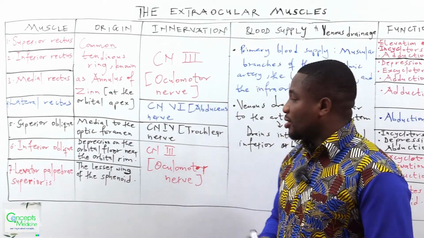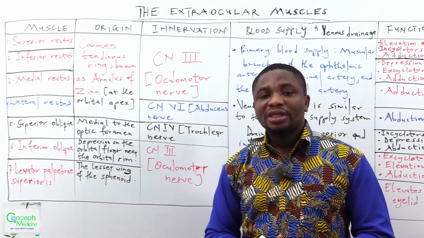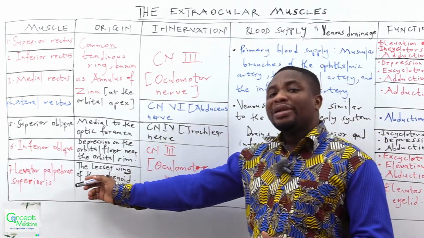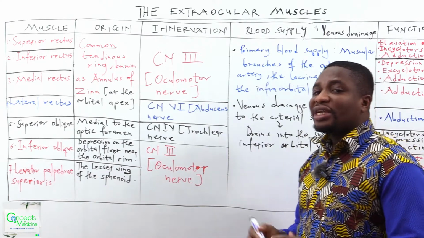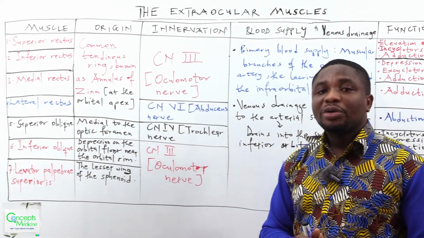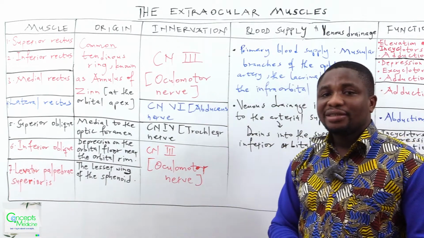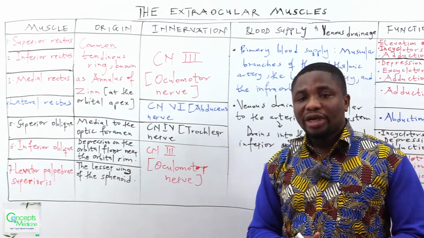Then finally, we can talk about the levator palpebrae superioris. The levator palpebrae superioris originates from the lesser wing of the sphenoid bone. And it is also innervated by the 3rd cranial nerve, that is the oculomotor nerve.